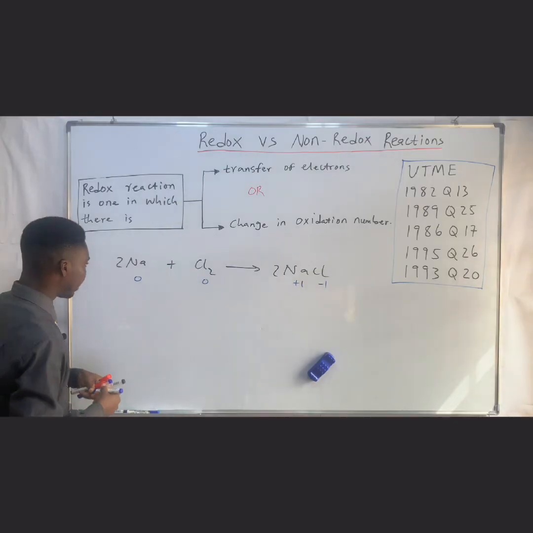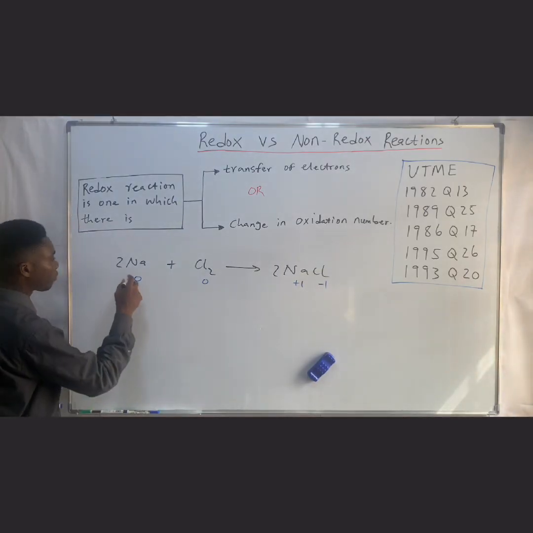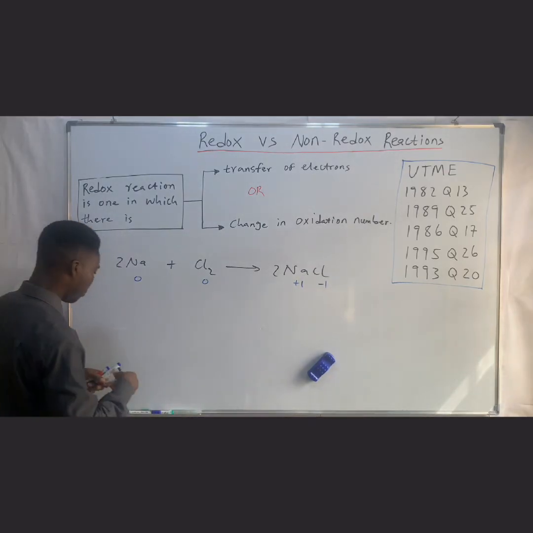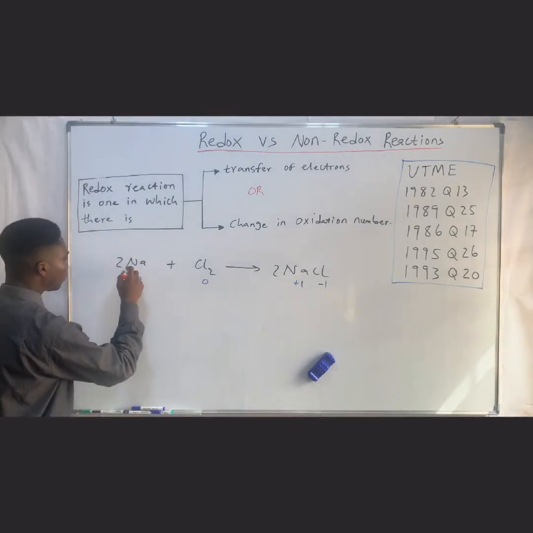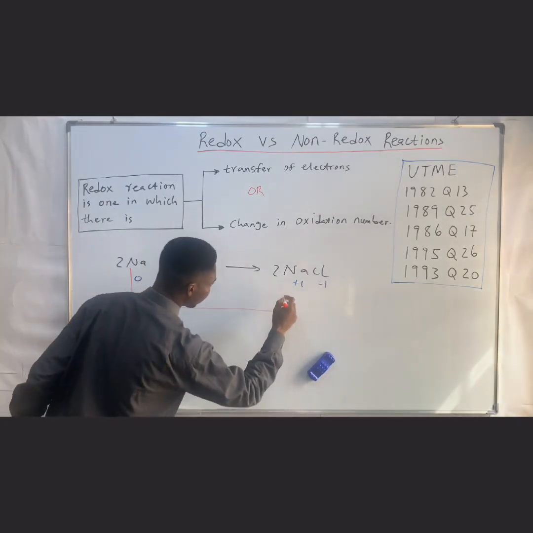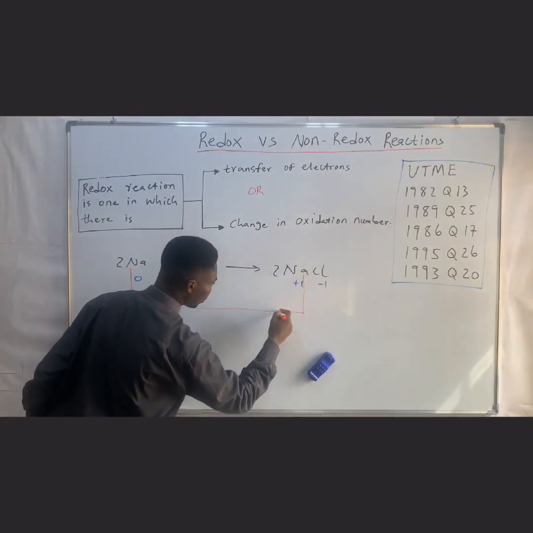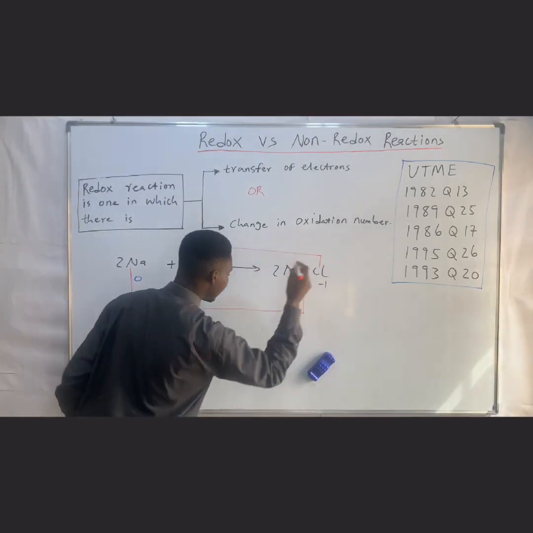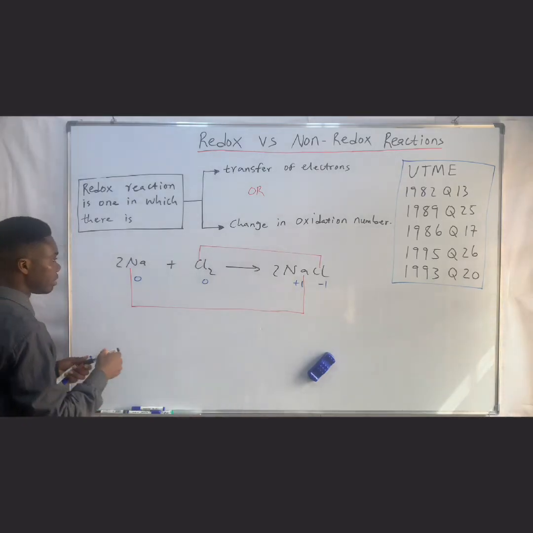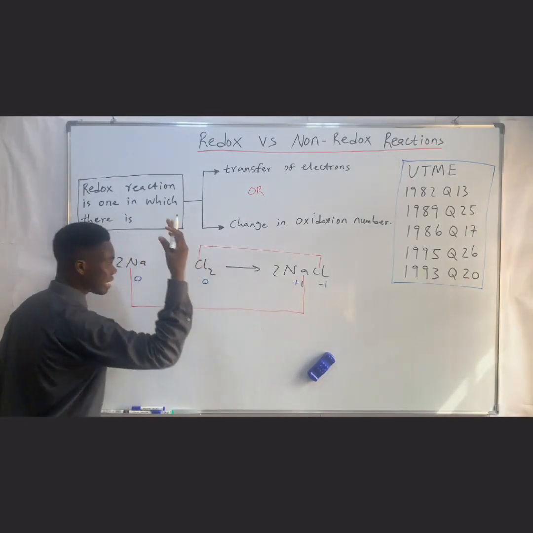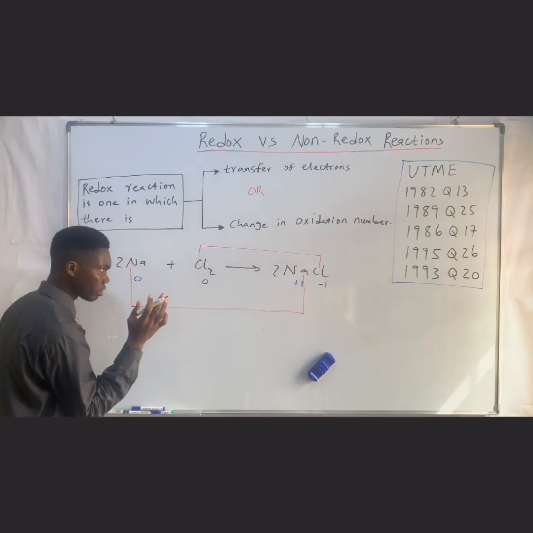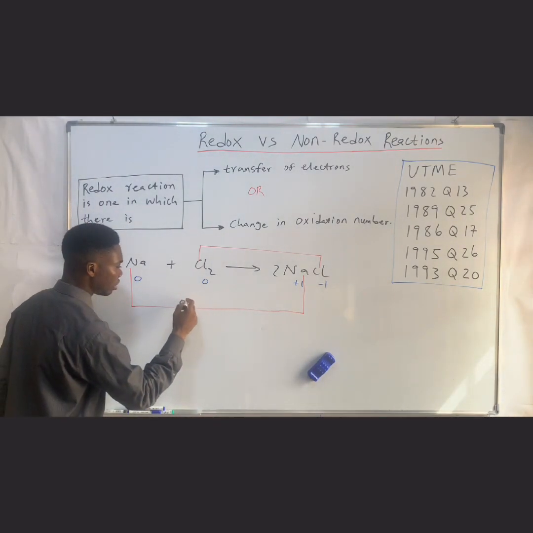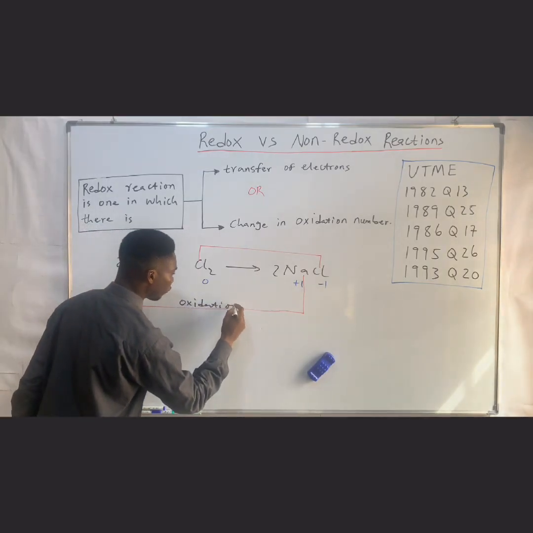Now trace the sodium from this sodium to this sodium. What do you see? Then trace the chlorine from this chlorine. Sodium goes from 0 to +1. That's an increase in oxidation number, and an increase in oxidation number is called oxidation. That is one of the definitions of oxidation.